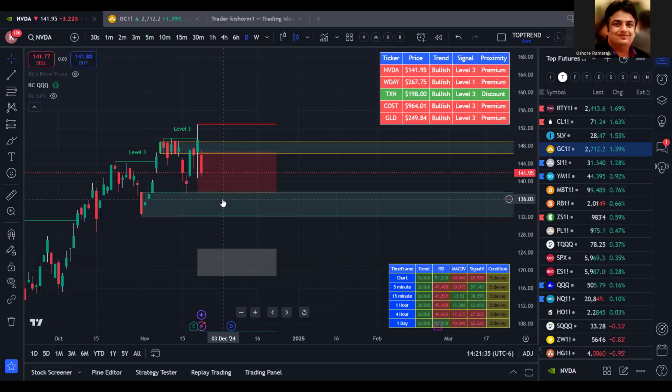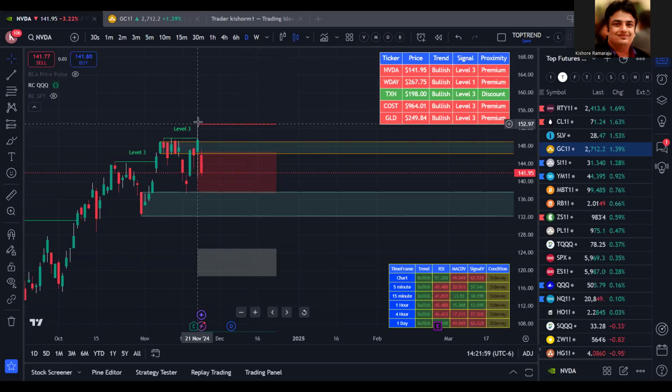Approximately this range, right? This is where you have a strong support, approximately 132, 133. From nearly now it is around 141. It may come all the way to 132, 133. So if you look in the daily time frame, now you know that, right? Okay, stock went up and then it started coming down, right?